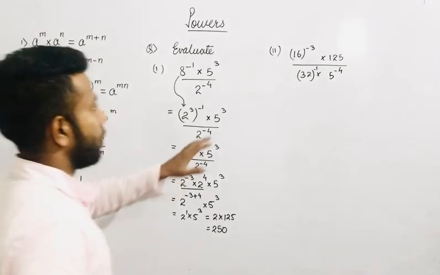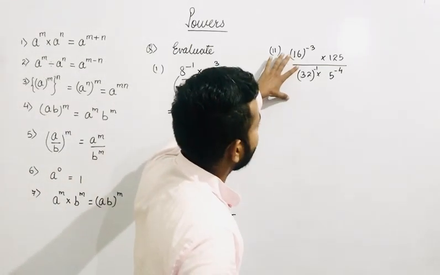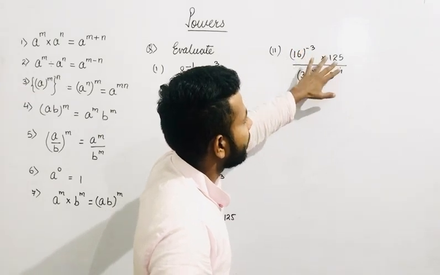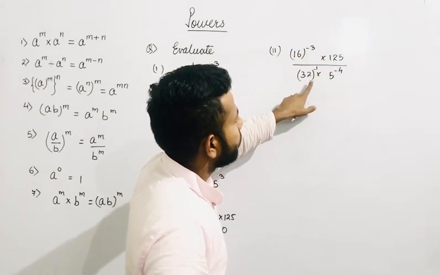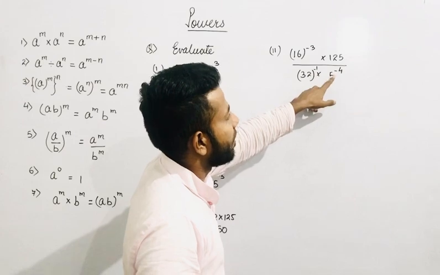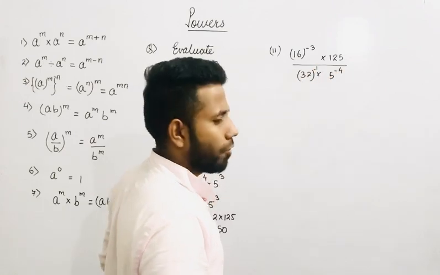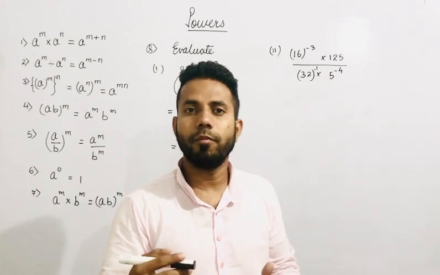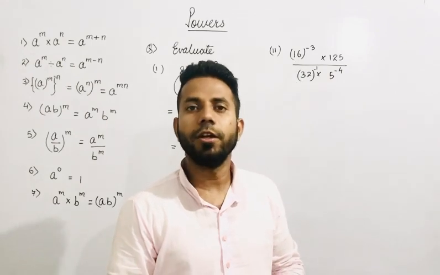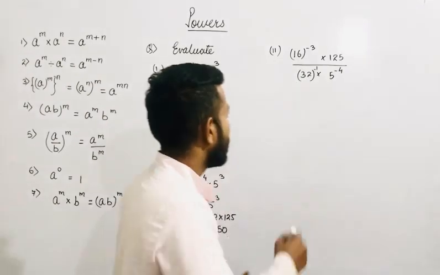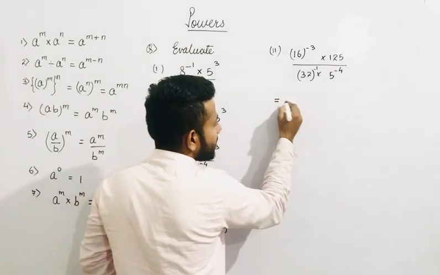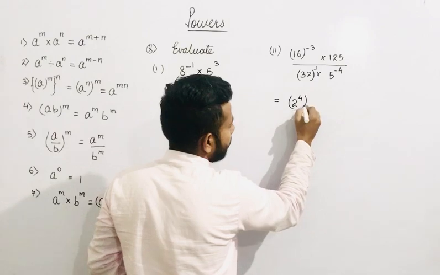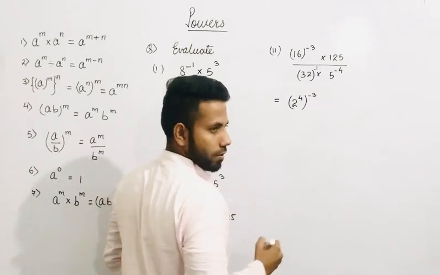Now let us look at one more question. You have to evaluate 16 to the power minus 3 into 125 by 32 to the power minus 1 into 5 to the power minus 4. So we know 16 can be written in the base 2 and 32 can also be written in the base 2. So you can write 16 as 2 to the power 4, whole to the power minus 3.